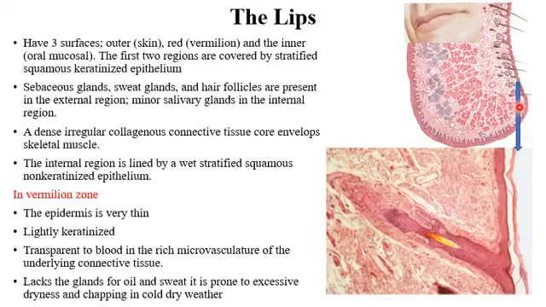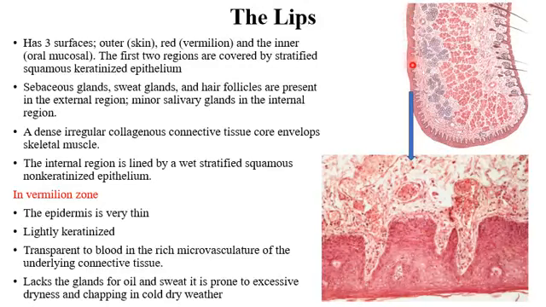The red margin is also covered by stratified squamous epithelium. This epithelium is lightly keratinized. This border appears red or pinkish in color because the epithelium is transparent to the blood in the capillaries of the underlying connective tissue. This border lacks hair follicles. It has no glands, therefore it is dry, and it is kept moist by saliva from your tongue.